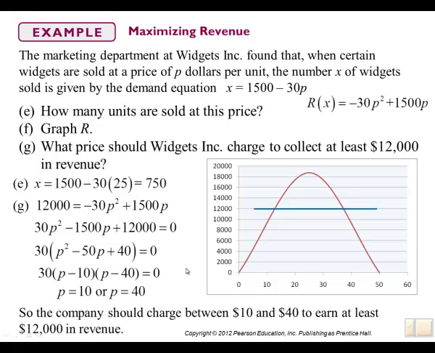Okay, and so the company should charge between $10 and $40 to earn at least $12,000 in revenue. If they want exactly 12,000, they would pick those 2 points. But if they want at least 12,000, then they would pick, see here, like 15, they'd be higher. And so as you get further in between these two, then it comes up higher and higher. So this is 12,000, and this is at least 12,000 up here.